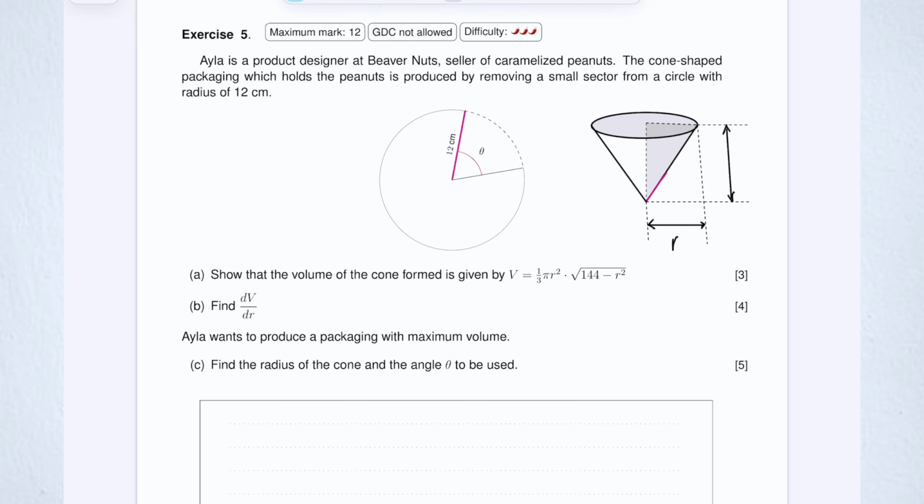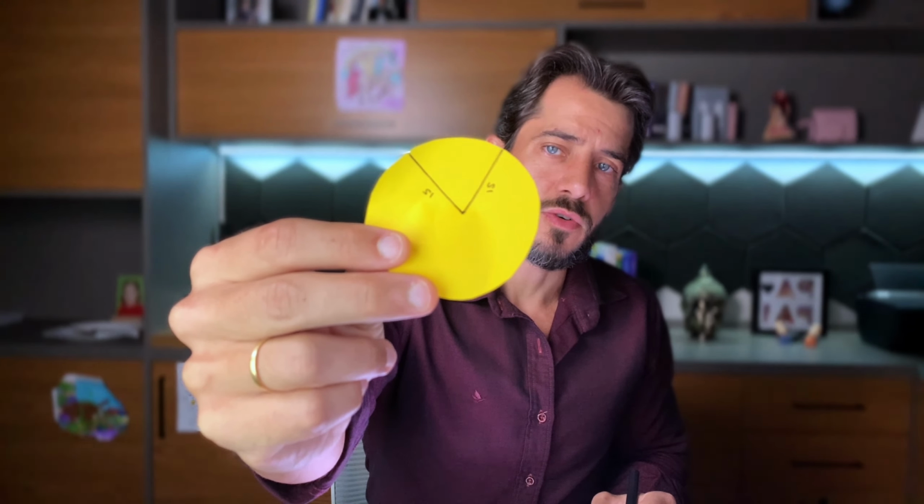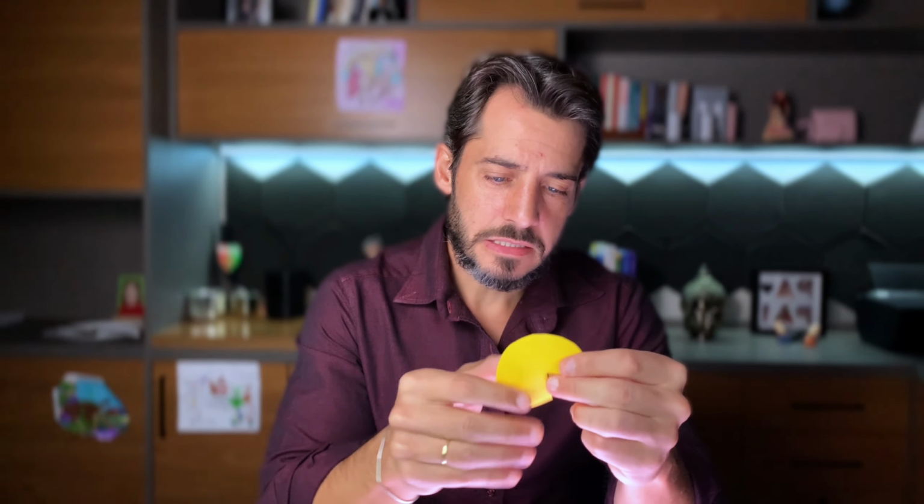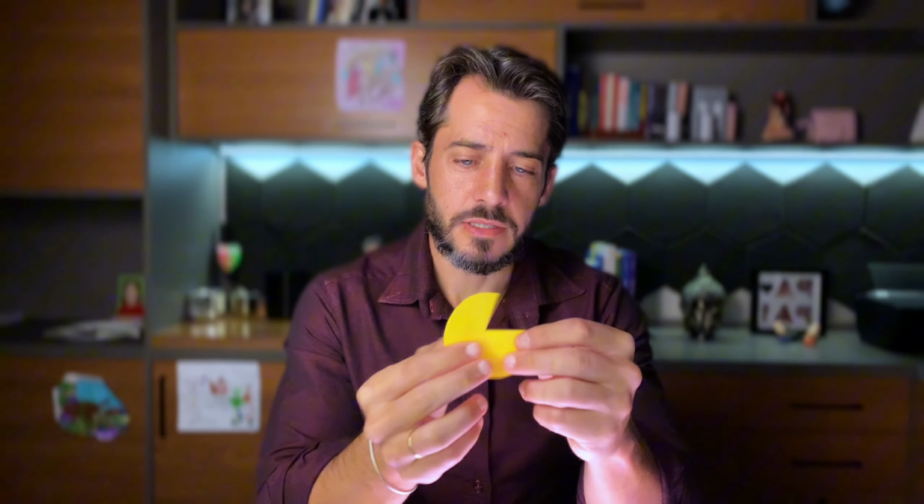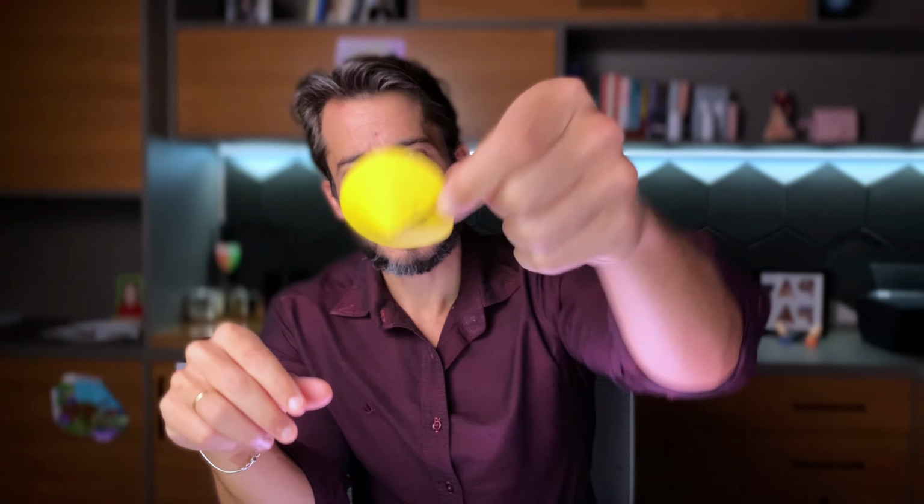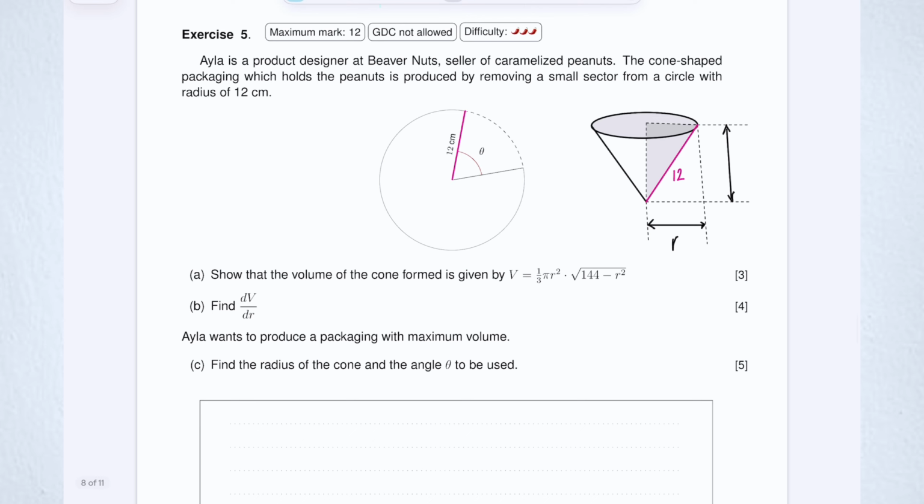And it's easy to see that that is the case if you take, for example, this circle over here and you chop off a sector from it. So the 12 is right here. That's the radius of this circle right here. Now, if we cut it off, and this is not going to look super pretty because I did this in like 15 seconds, we will get this cone right here. So there's the 12.